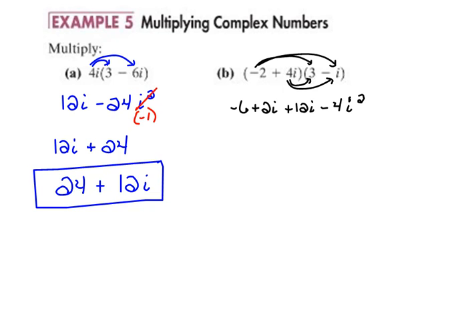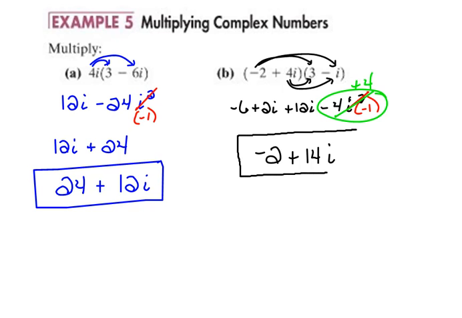Now here again, we have an i squared. i squared is something special. It's a negative 1. And negative 4 times negative 1, that's really a plus 4, isn't it? So now we can combine our like terms. We have a negative 6 and a positive 4, which would be a negative 2. And then here we have a positive 2i plus 12i would be a total of 14i. This is written in the proper order with the real number part first and then the imaginary. So this is how we multiply complex numbers.